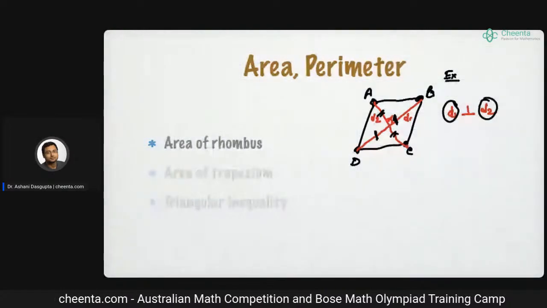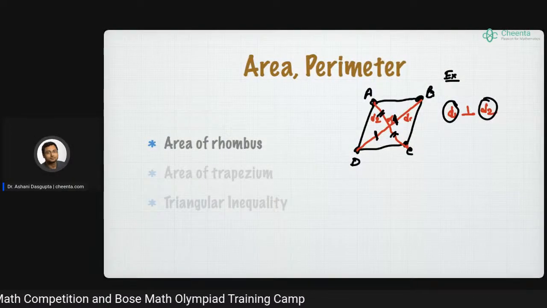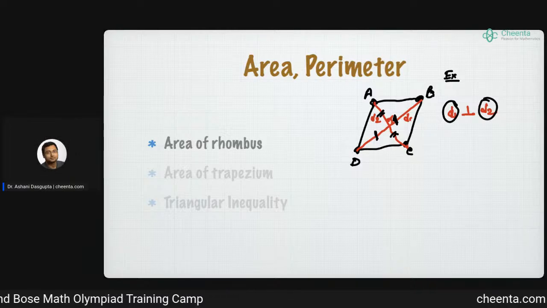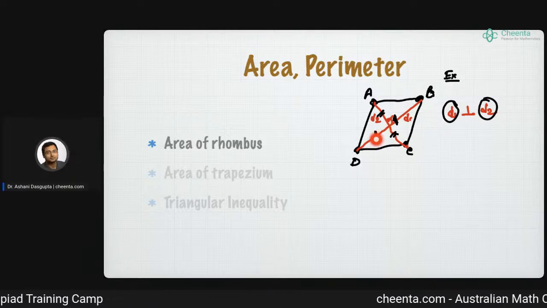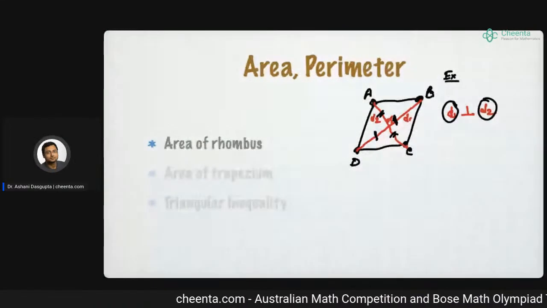One thing that kids sometimes get wrong is that they think the diagonals are equal in length, which is definitely not the case for a general rhombus. In fact, if the diagonals are of equal length, we can say something about the rhombus.